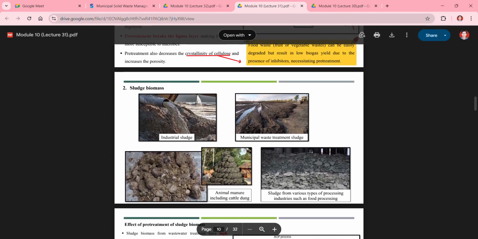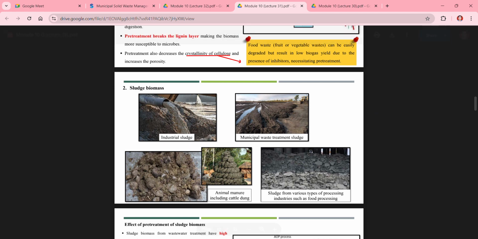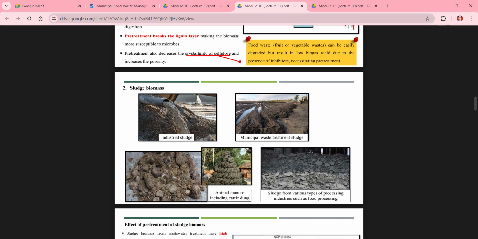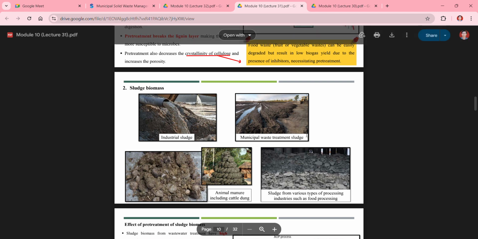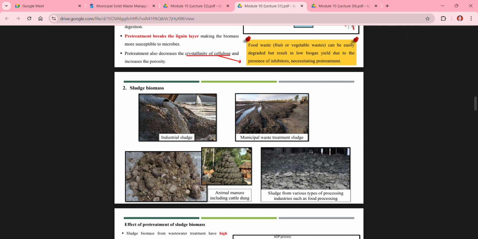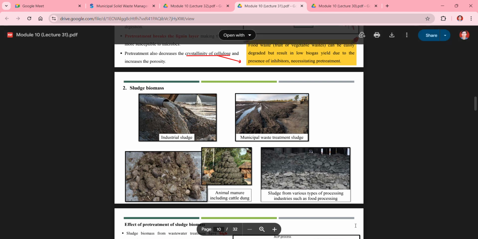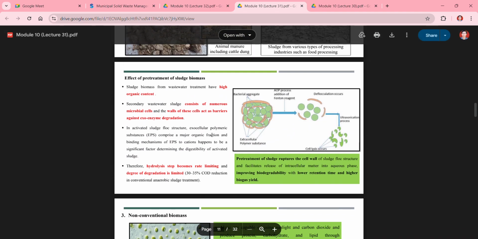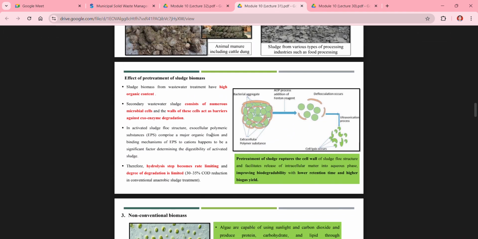Then after lignocellulosic biomass, there is one more biomass type, that is sludge biomass. The sludge biomass can be further divided into industrial sludge or municipal waste treatment sludge or animal manure, including cattle dung or cow or some other dungs, and sludge from various types of processing industries such as the food processing industry. So what is the requirement of pre-treatment on these sludge biomasses?